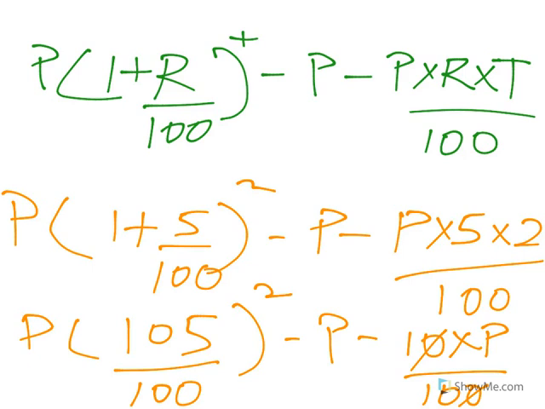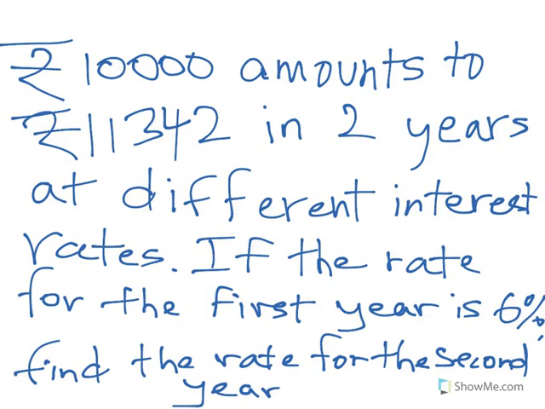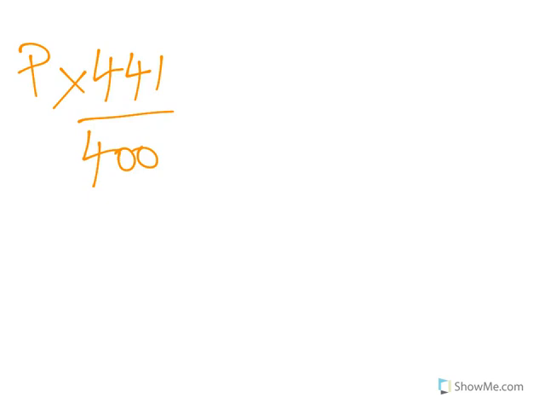So I can start canceling some stuff off now. So that's just P by 10. And I'll do that same thing here. This is 21, this is 20. I divided both by 5. Okay, let's keep going. P times 441 by 400, right? 21 by 20 squared, yep. Minus P by 10.